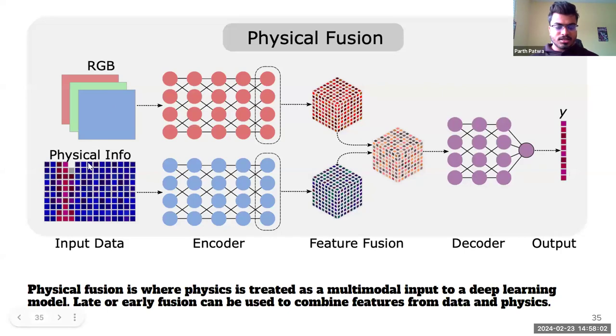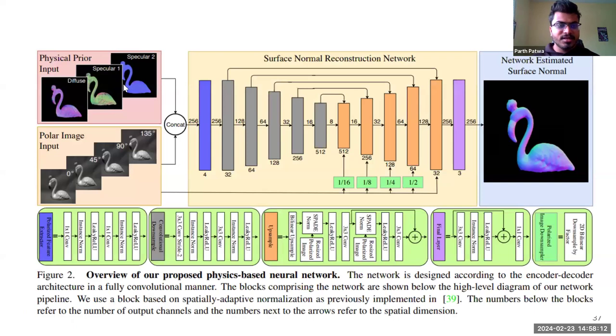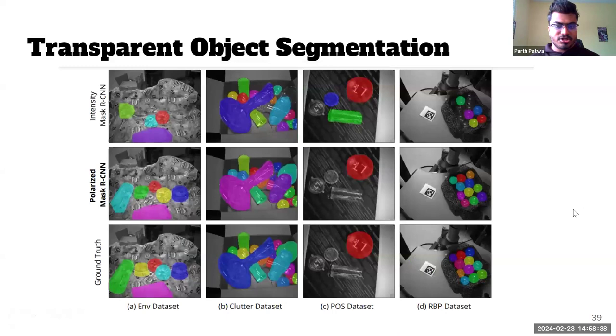We have this RGB and other physical information that could be polarization or LiDAR, and then we are fusing it in a pure neural network. One accurate example would be shape from polarization, where we are using physical priors on the input image. Both are given as inputs to a neural network to get the shape. Another similar use would be to detect transparent objects, where we have the pure RGB as well as the physics data, like polarization, to detect transparent objects.